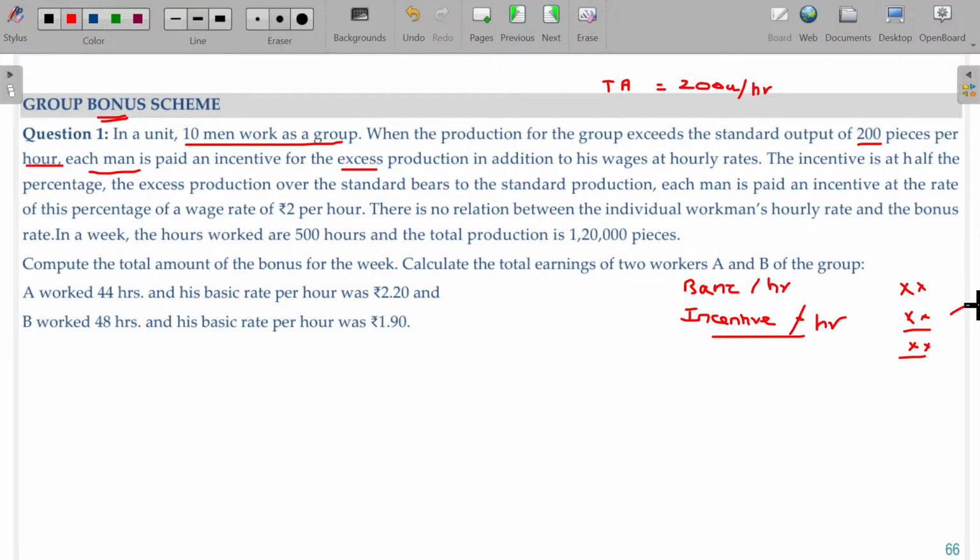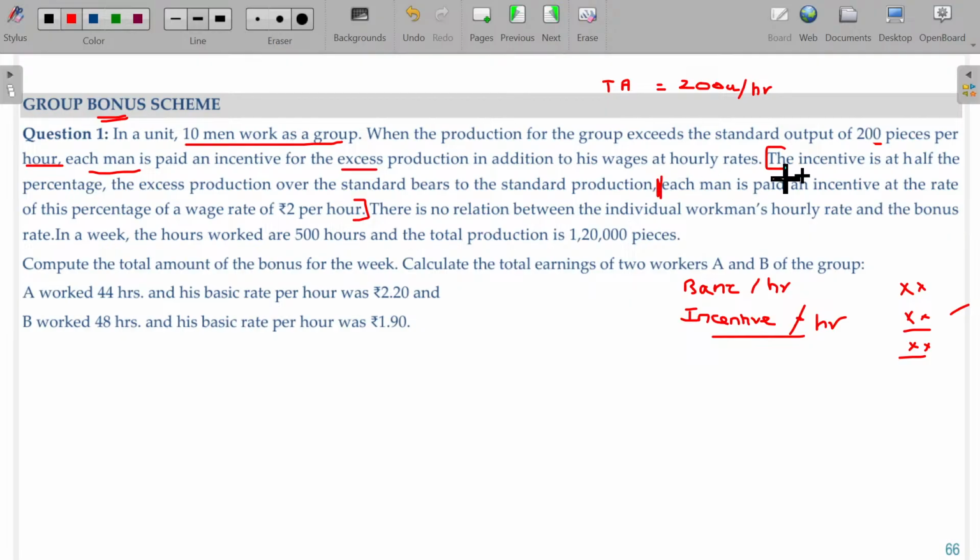Only this incentive is available if the entire team is capable of producing more than 200 units per hour. More than 200 units per hour. The incentive is at a half the percentage the excess production over the standard bears to the standard production. Each man is paid an incentive at the rate of this percentage of the wage rate of rupees 2 per hour. So this is how the statement is given. Now we try to decode this statement.